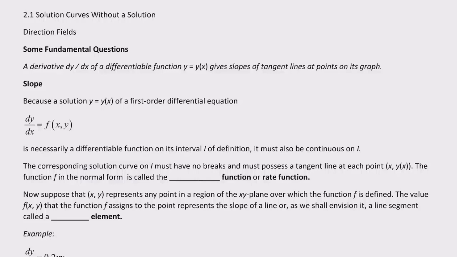All right, so we're going to talk about something called a direction field. Let's say we have the derivative of a differentiable function, and that it gives the slope of tangent lines at the points of its graph. Because y is some function of x, we define it to be a first-order differential equation. It's necessarily a differentiable function on its interval of definition. It also must be continuous. The corresponding solution curve on the interval must have no breaks and must possess a tangent line at each point. The function f in the normal form is called the slope function or rate function.